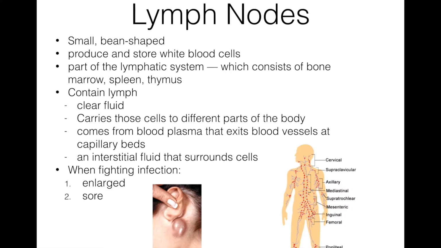The next organs are lymph nodes. They are small, bean-shaped organs. These nodes produce and store white blood cells. They also contain lymph. Lymph is a transparent fluid that carries white blood cells to different parts of the body. They become interstitial once sent to their location. They are not visible until they are infected. Lymph nodes will enlarge and patients will feel sore when the node is inflamed.